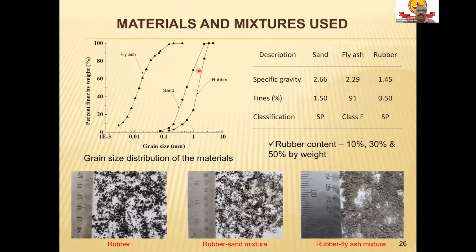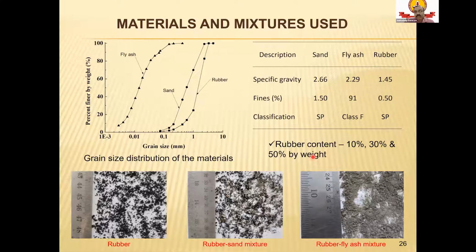Its rubber size is 2 millimeter down. We basically used cycle tires from the IIT campus, and then ground them in a mechanical grinder and maintained the size at 2 millimeter down. Rubber content varies as 10, 30, 50%. Actually, we varied a large range, but we are showing these three particular cases.